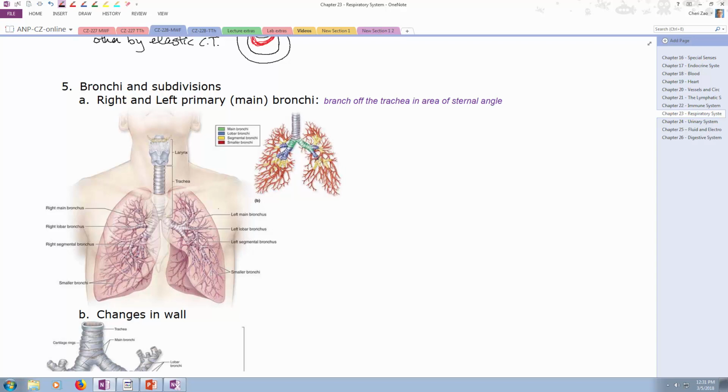It's important to note that our right main bronchus is more vertical than the left. And this means if you were to accidentally aspirate a foreign body, it most likely will lodge into the right main bronchus.